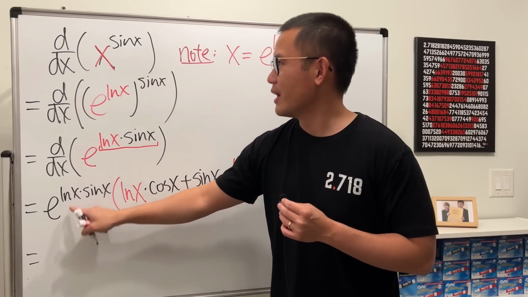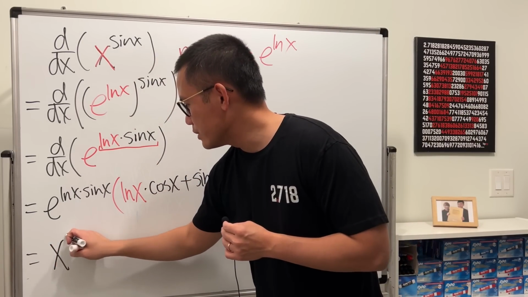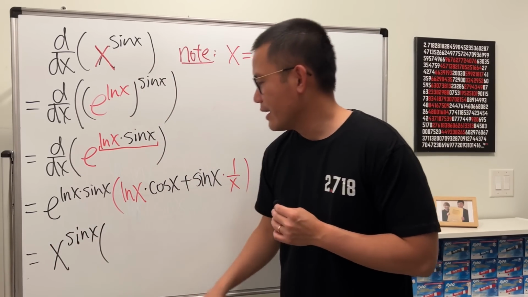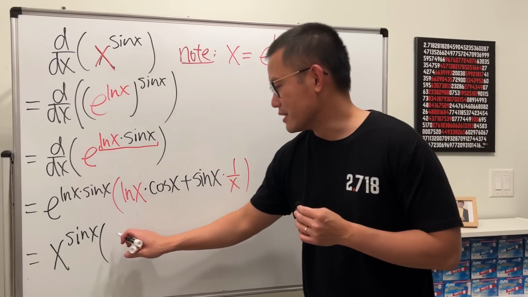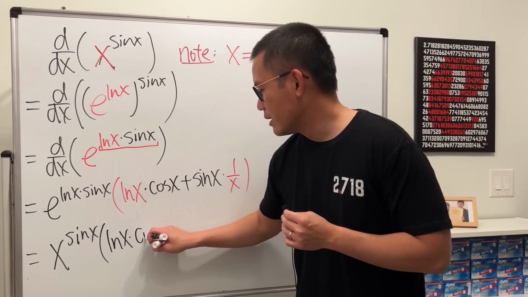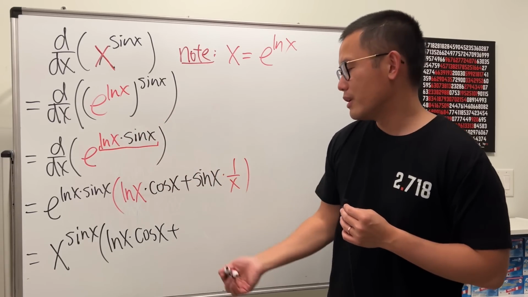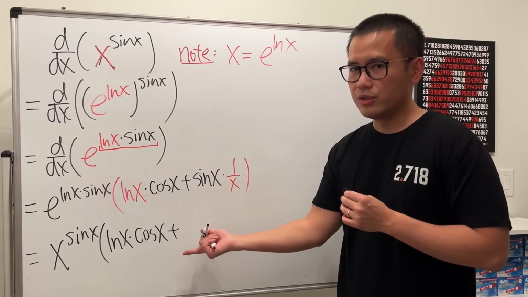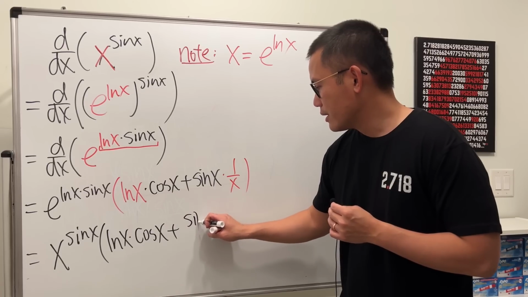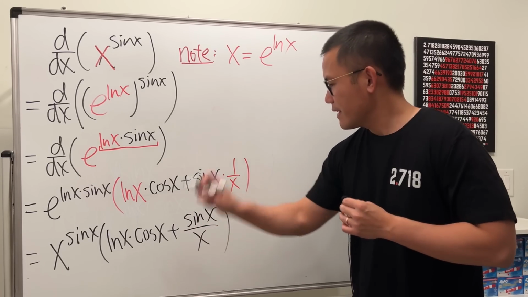So all the way in the front, we have just x raised to the sine x power. And then the rest, really, it's the same as what we got earlier. It's just the order that's different because of how we write this right here. Not a big deal because the order of addition doesn't matter. So that's it.